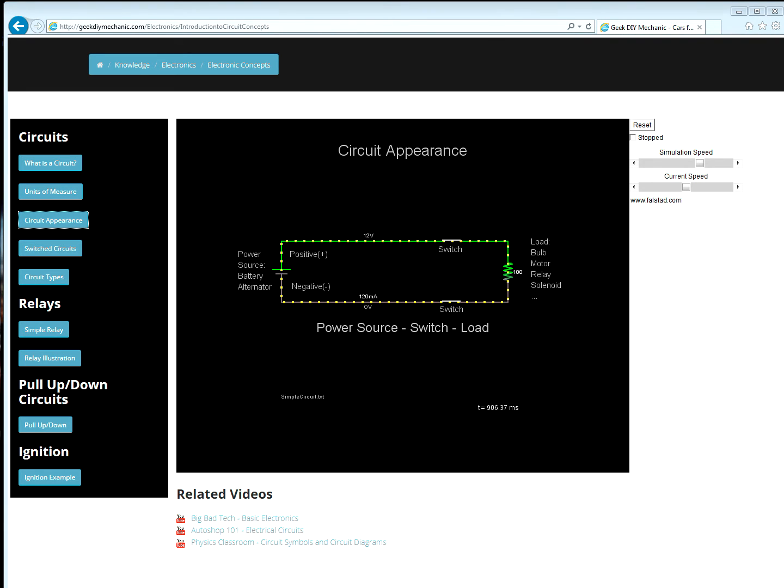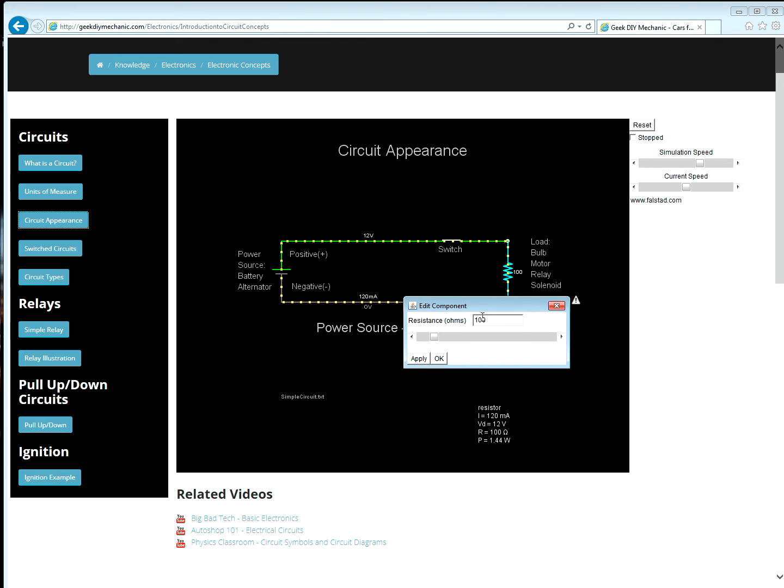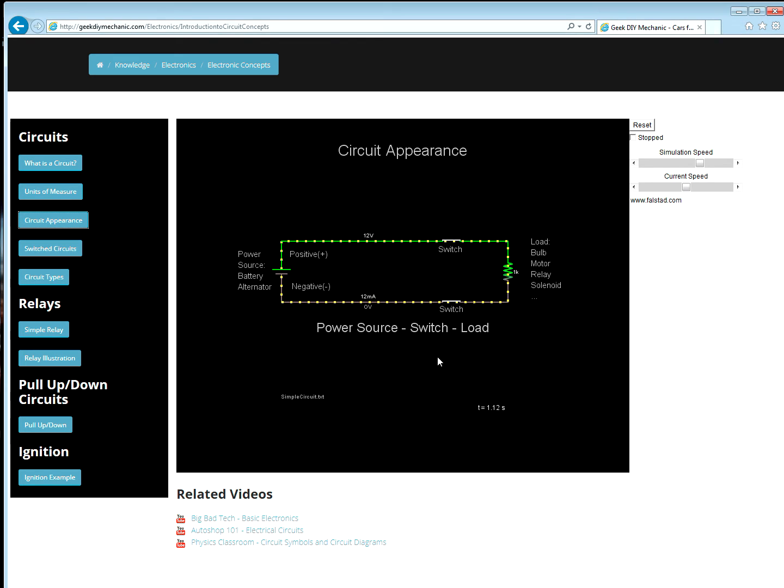Let's see how changing the resistance impacts this circuit. With the load at 100 ohms, notice that the voltage is 12 volts and the circuit amperage is 120 milliamps. Displayed right here, 120 and 12 volts. Let's change the resistance to, let's say, 1,000 ohms and see what happens. So I double click it, change it to 1,000, hit OK. Wow, those dots really slowed down.